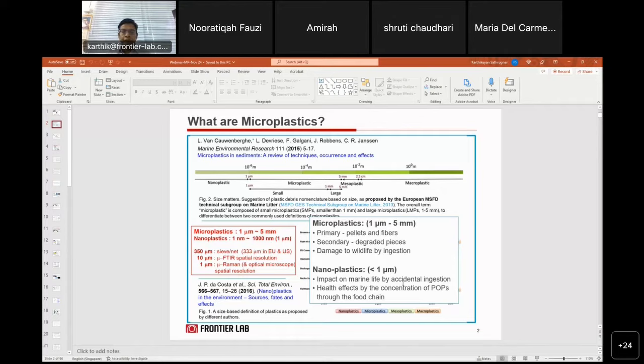So the impact on marine life by accidental ingestion and health effects by concentration of POPs are the different things that people are speculating, or the hypotheses because of which people are trying to pay attention to this emerging contaminant, microplastic.